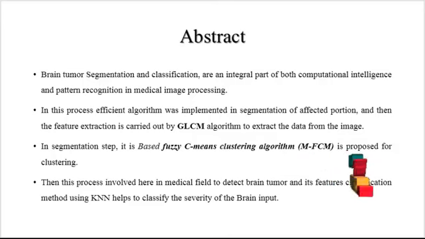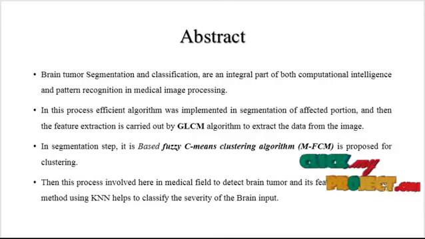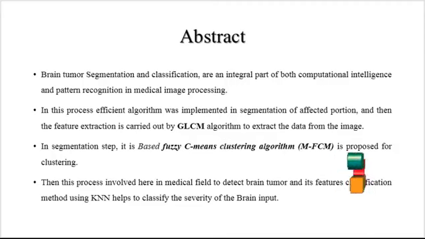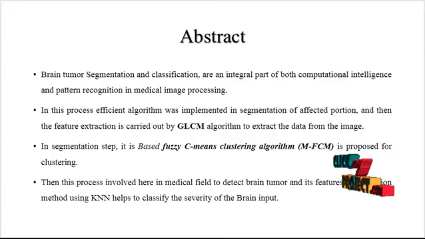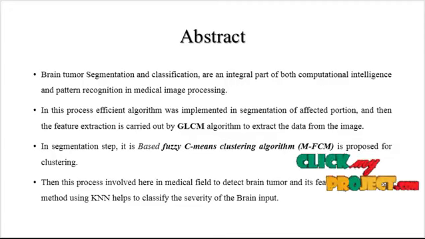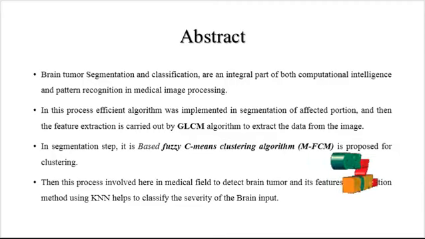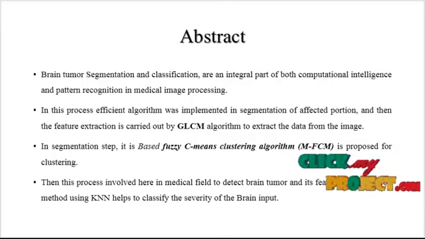Brain tumor segmentation and classification are an integral part of both computational intelligence and pattern recognition in medical image processing. In this process, an efficient algorithm was implemented for segmentation of affected portions such as the brain tumor or the brain lesions, and then the features are extracted based on the GLCM algorithm to extract the data from the images. The data will be represented in the form of patterns, textures or color, whatever it is. Here the GLCM is used, hence the features will be in the form of textures.